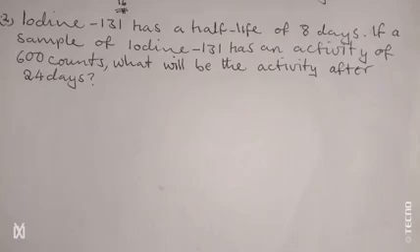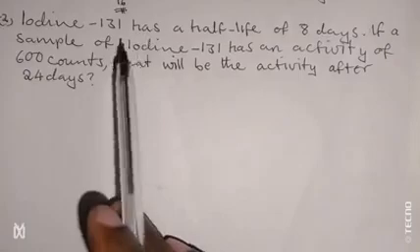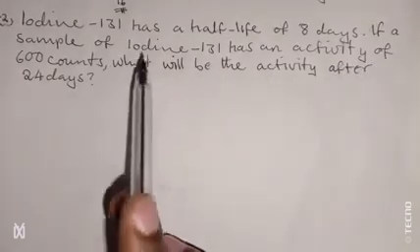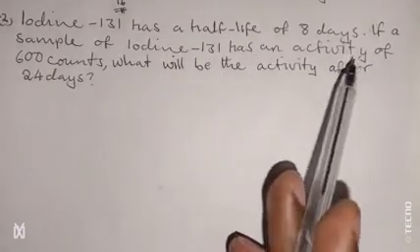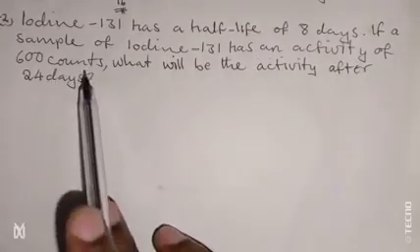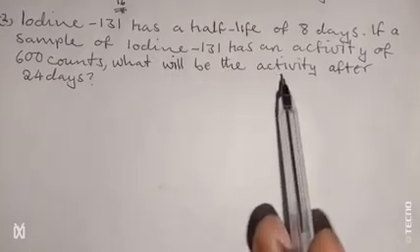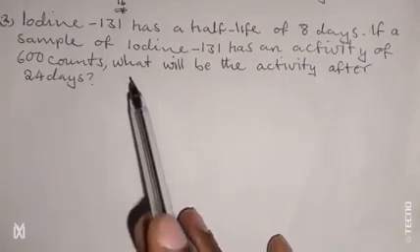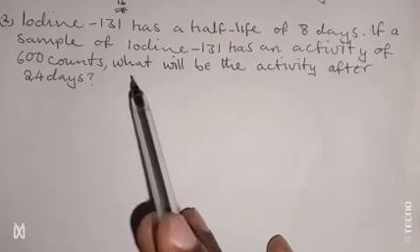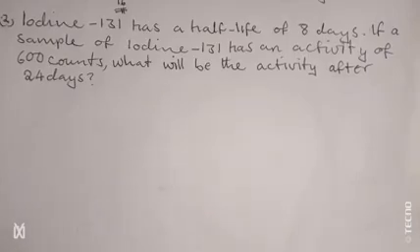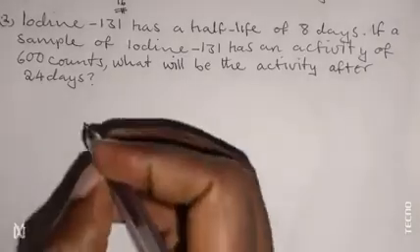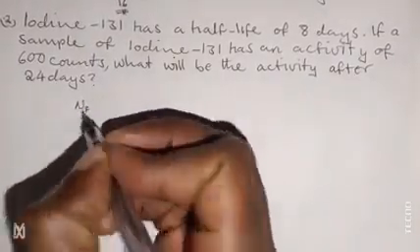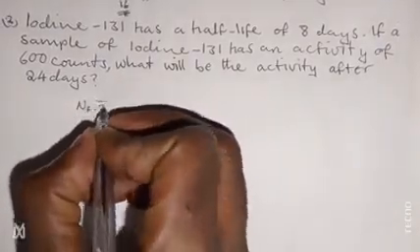Okay, next question here. Iodine 131 has a half-life of 8 days. If a sample of iodine 131 has an activity of 600 counts, what will be the activity after 24 days? So here it's not the fraction that we want to calculate. We are calculating the counts. Calculating the counts, we use the same formula, which is N f, which represents the final, the one that we are going to calculate here.